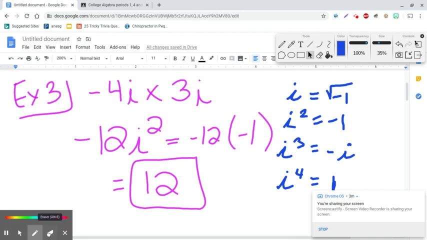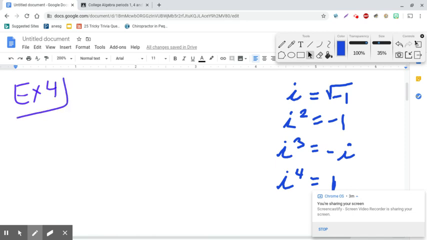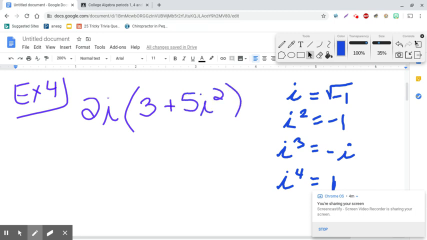All right. Now we're going to go into one that is a tiny bit different, but not much. We're still multiplying. So example 4. We're going to do 2i times 3 plus 5i squared. All right, guys, remember this. You have to distribute.